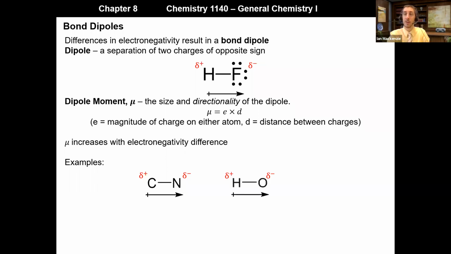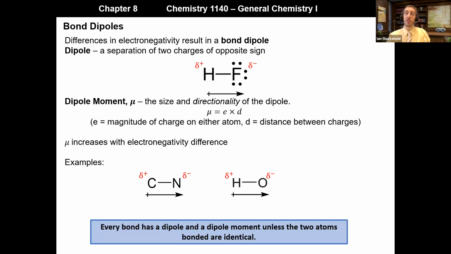Same thing with hydrogen and oxygen. And the overall point here is that every single bond will have a bond dipole. Every covalent bond will have a bond dipole and a dipole moment unless the two atoms that are bonded are identical. Otherwise, even if it's minute, there will be a difference in the electronegativity and thus a bond dipole, even if it is a small bond dipole.